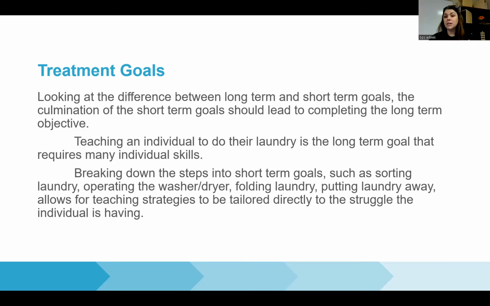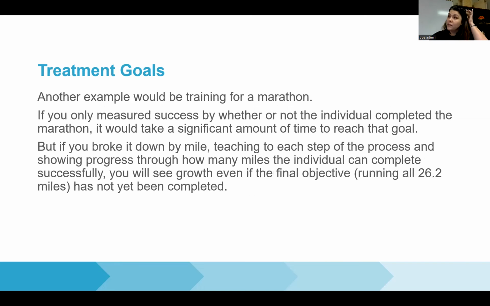All of those things need to be tailored directly to that individual based on what their skill set is. So another example that I see often is when people are trying to boost their health and they train, and they're training for a marathon or they're lifting weights or whatever that looks like.